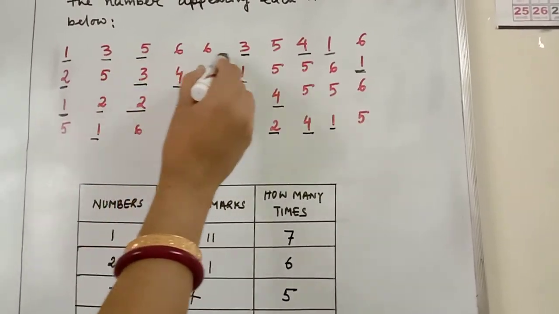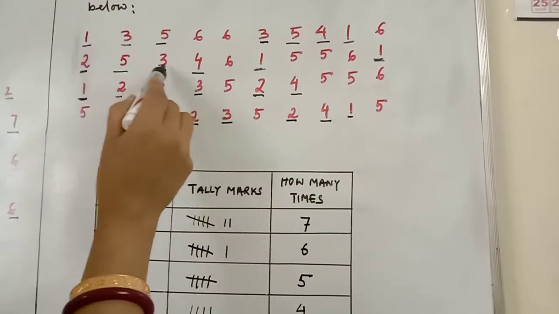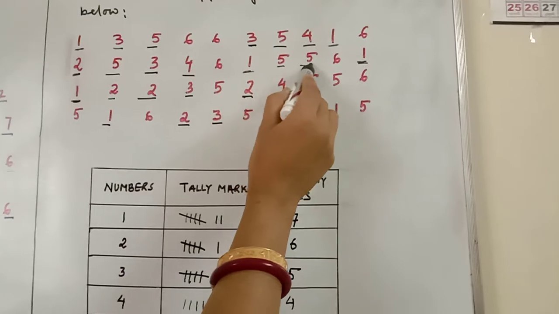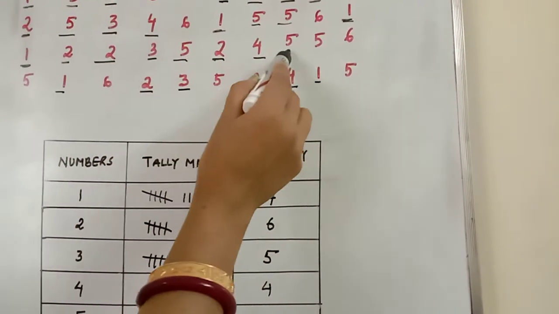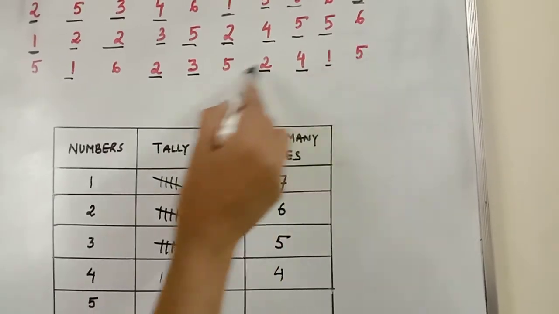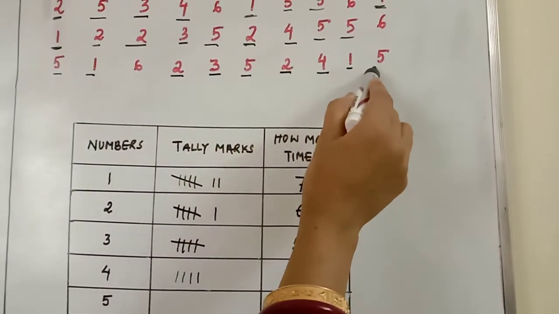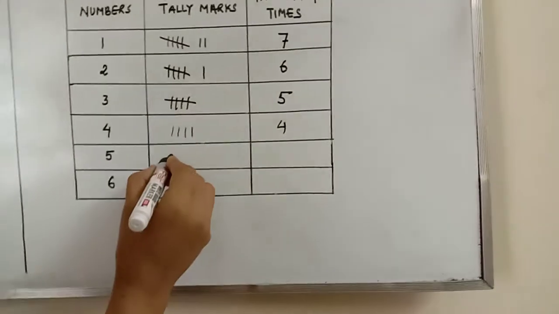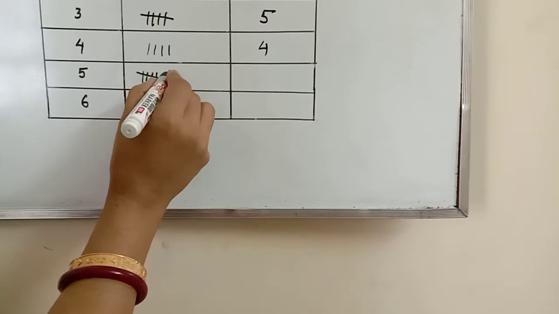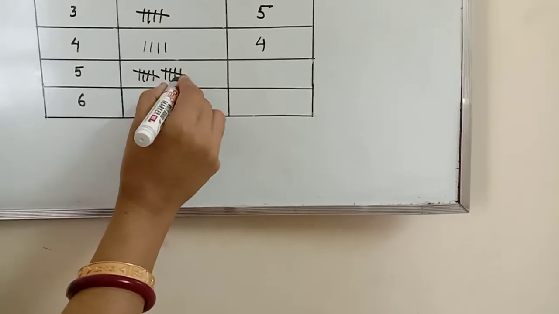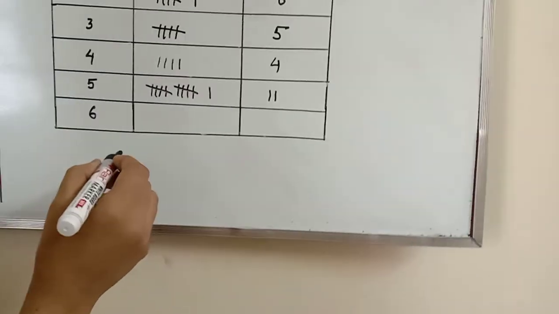Now 5. How many times did 5 come? 1, 2, 3, 4, 5, 6, 7, 8, 9, 10, 11. So 1, 2, 3, 4, 5, 6, 7, 8, 9, 10, 11. The number is 11.